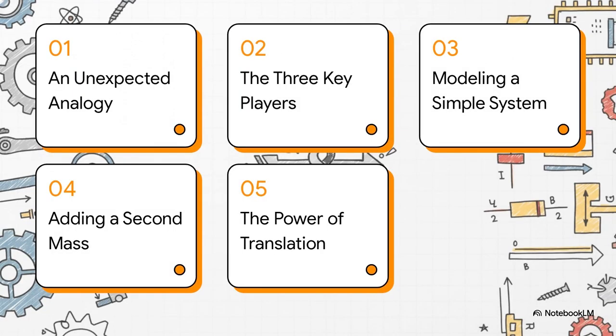So, here's our roadmap for cracking this code. First, we'll explore this really unexpected analogy. Then, we'll meet the three key players that make it all work. After that, we'll actually model a simple system, then ramp it up to a more complex one. And finally, we'll see exactly why this power of translation is such a game changer for engineers.